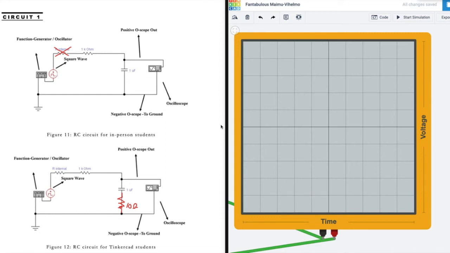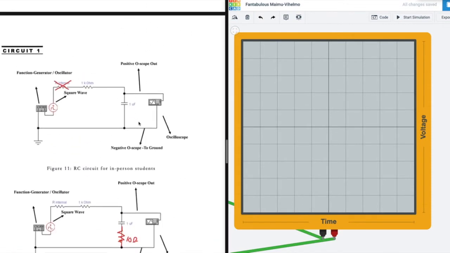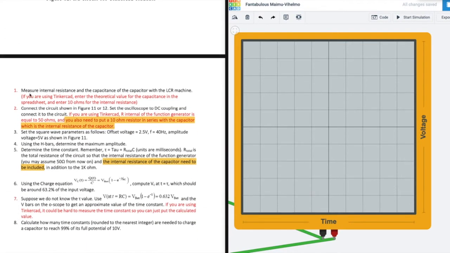Now let's talk about the experiment we need to finish today. So, first circuit is a RC circuit, and let's see. First step, we need to measure the internal resistance for the capacitor using the LCR machine.